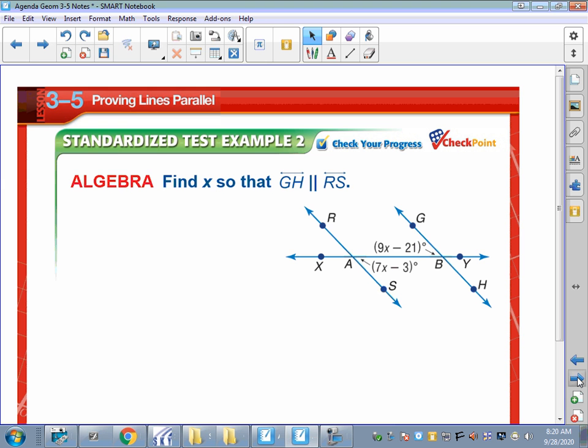I'm hoping that you're finding this section super easy because it feels like section 3.2, just worded a little bit differently. Hopefully I talked you through that.